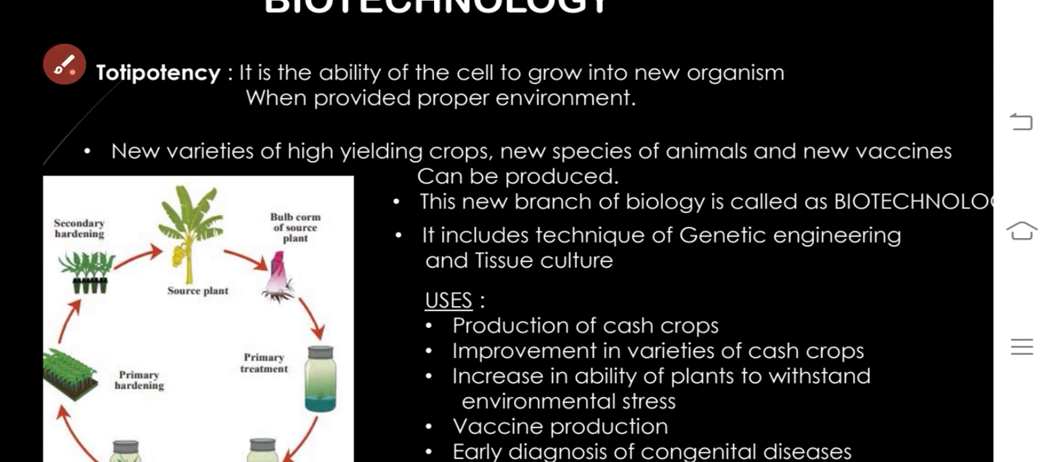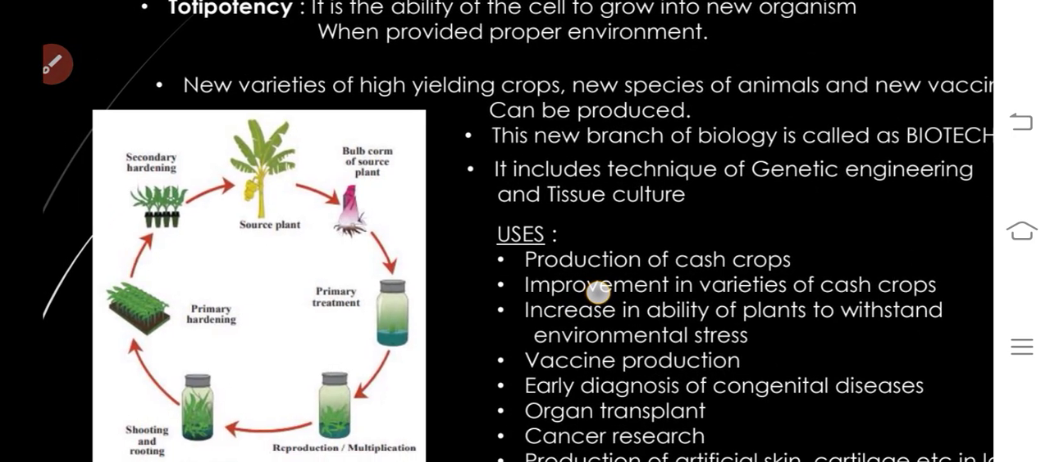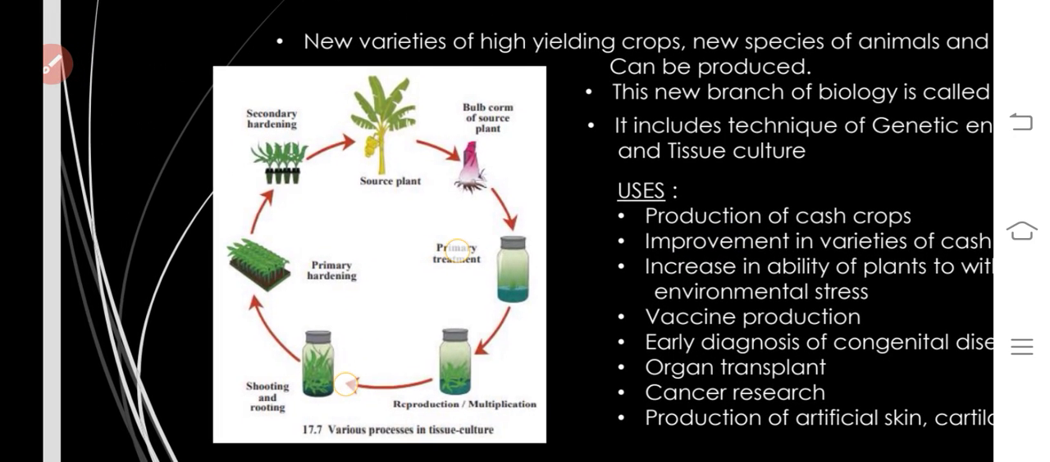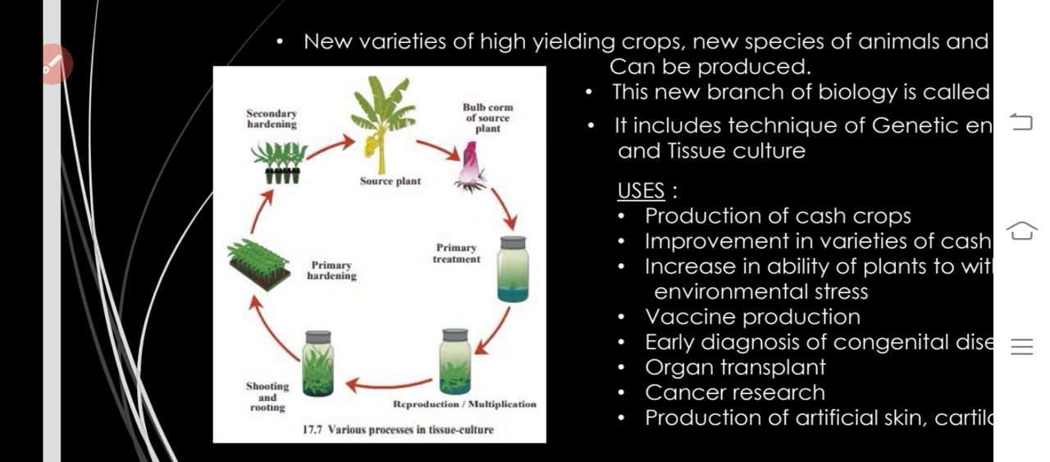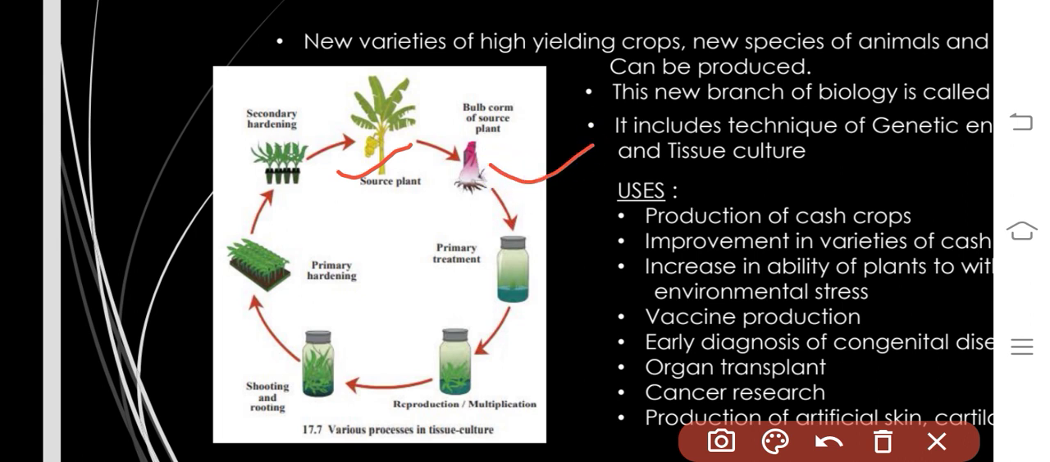Now let us study the diagram which is shown here. The diagram shows how the various processes take place in tissue culture. This tissue culture has a source plant. From the source plant a bulb is taken out. Now this bulb is given the primary treatment. Then after primary treatment the cells start growing, so they start multiplying. Then the shoots and the roots of the growing cells come out.